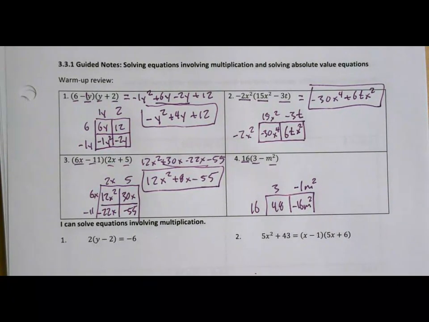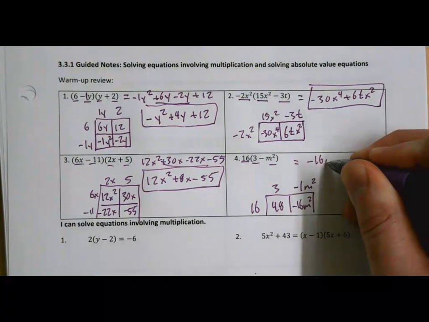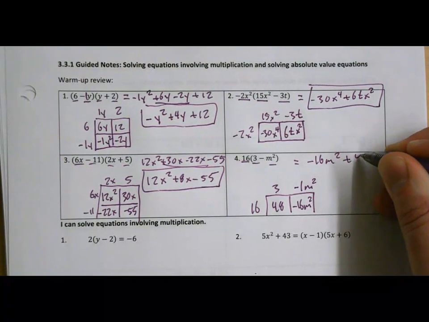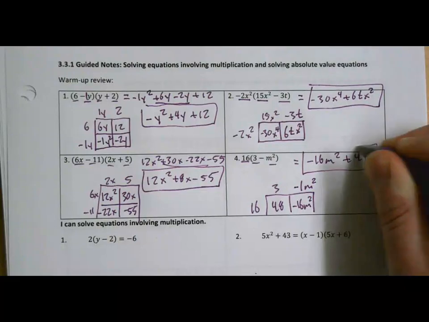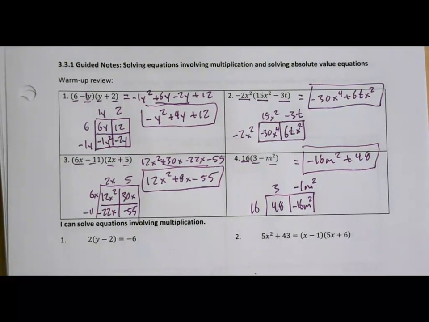When I write down my final answer, I'm going to put the thing with the highest exponent first. So I'm going to put my negative 16m squared first, and then plus 48 at the end. But if you did it in a different order, if you had 48 first and then minus 16m squared after that, that is totally fine.